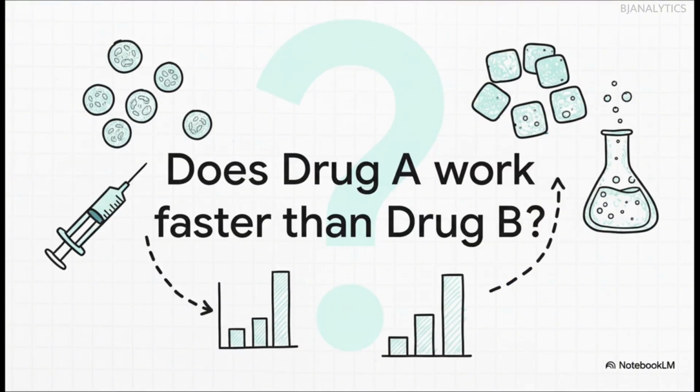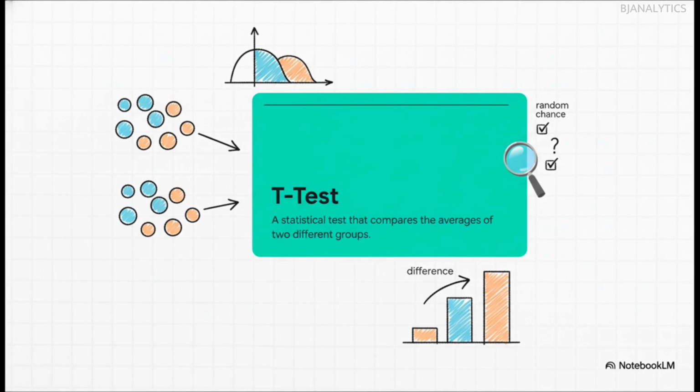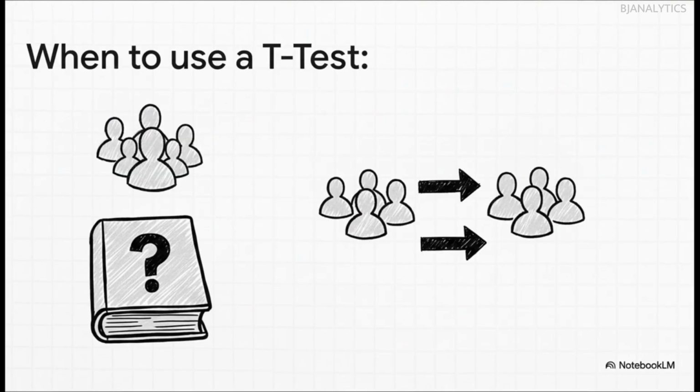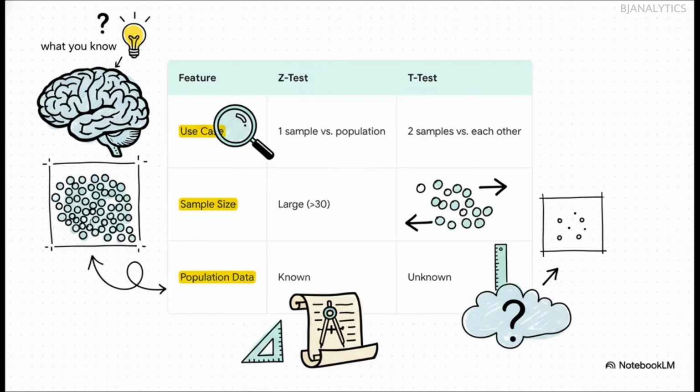See, here we're not comparing to some known average. We're comparing two groups directly against each other. The t-test helps you figure out if the difference between those two groups is real or random. This makes it perfect for smaller, more focused experiments, like those early-stage clinical trials. And check this out. It really just boils down to your sample size and what you already know.